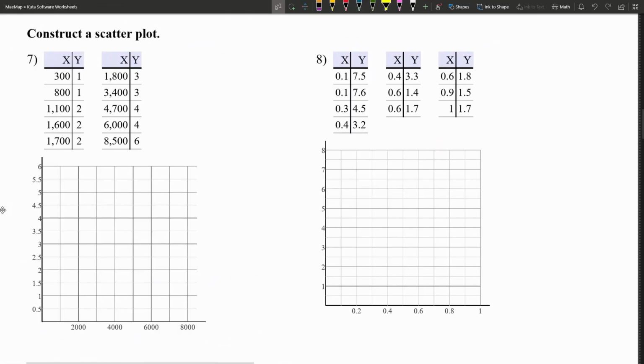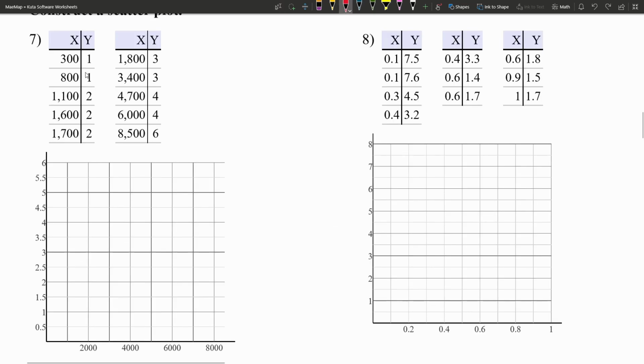Moving on to the second page, for numbers 7 and 8, we're going to be constructing a scatter plot. So constructing a scatter plot is simply plotting the points of the given data. So if we're starting with 300 in the x and 1 on the y, we're going to capture that on the plot directly below the tables. So I'm going to zoom in just a little bit more.